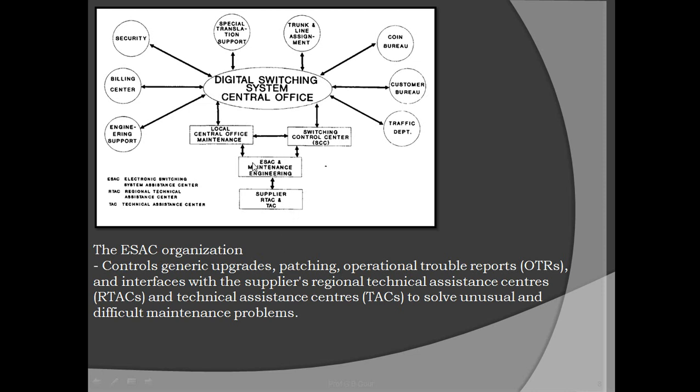Okay, so you can see here, the responsibilities are more with ESCC. That's why it is acting like an organization, and that's why it is more engineer supported, along with the maintenance personnel in the SCC. So here you can see local center office maintenance, engineering support, billing support, security, special translation support, which looks after the updation of the translation tables, trunk and line assignment, whether the particular trunks or lines are assigned to the particular route or not. Coin bureau, mainly dealing with coin type devices.